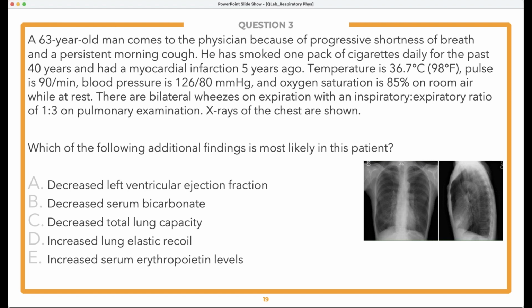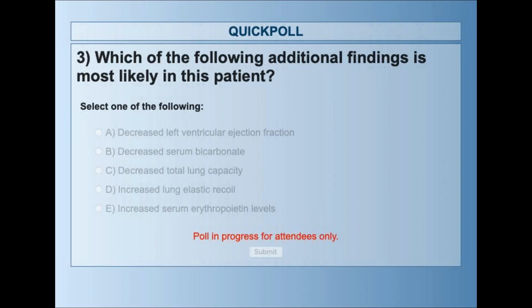Well, what we're going to do is launch the poll, and you can let us know, based on what you think is going on with this patient, what other additional findings would you expect?